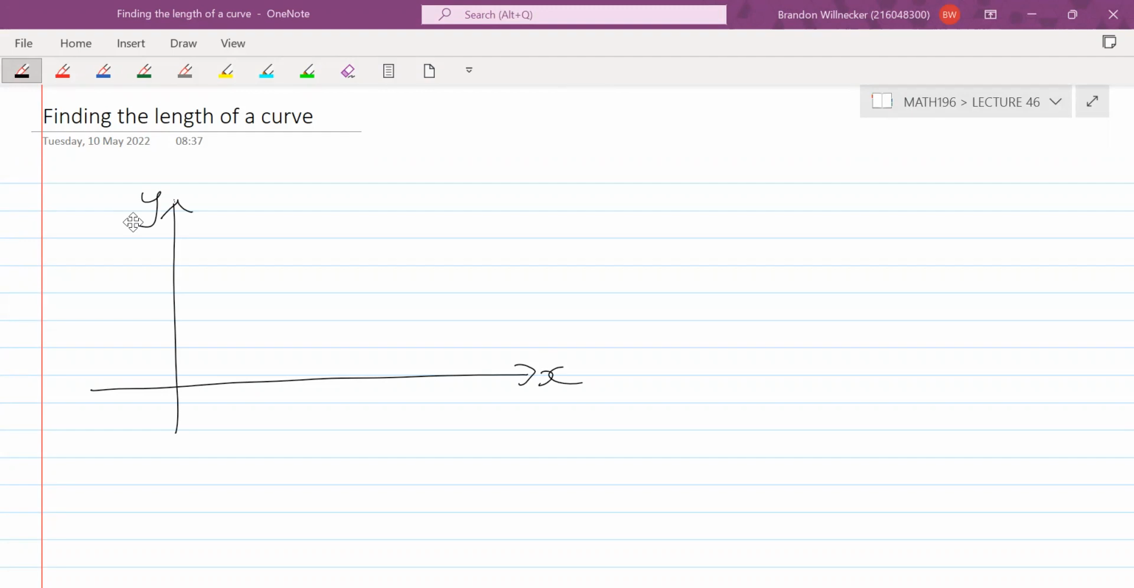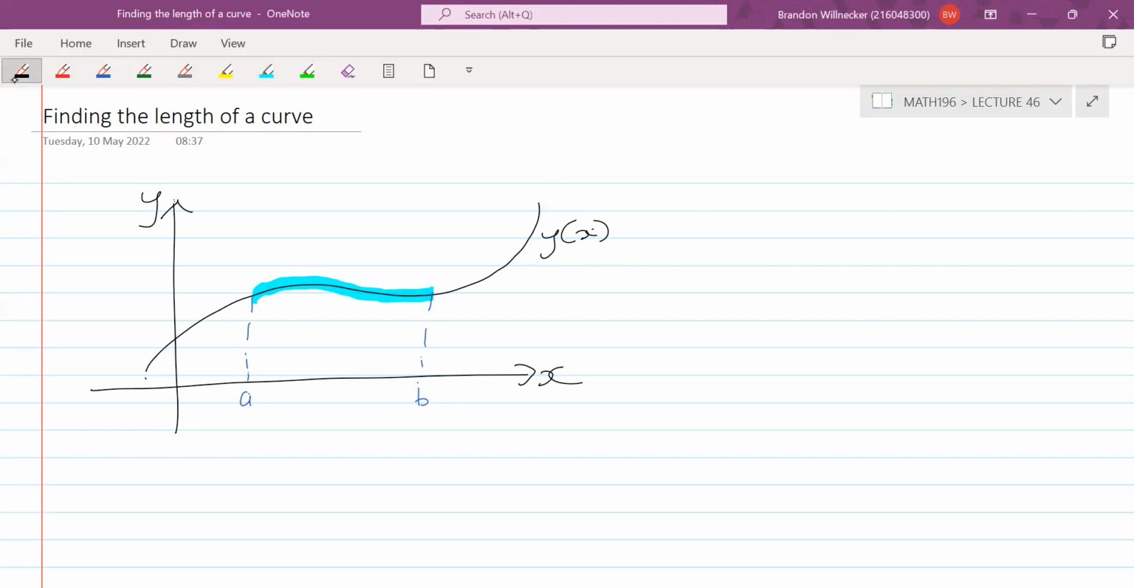plane. Okay, so it can look something like this. Okay, so this function would be some function y of x. Okay, what we want to do is start at a point A and end at a point B, and then find the length of the curve between those points. So this length that I'm highlighting in blue. Okay, so how do we go about doing that?